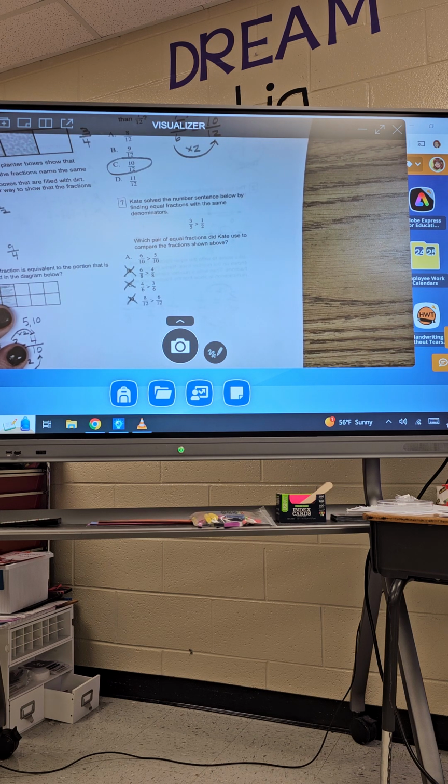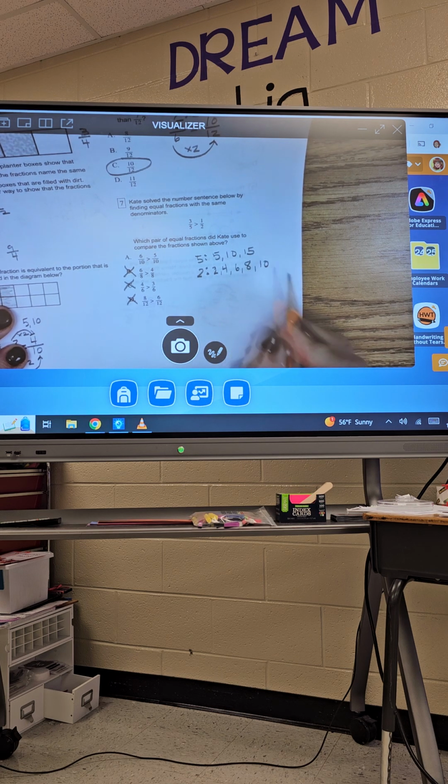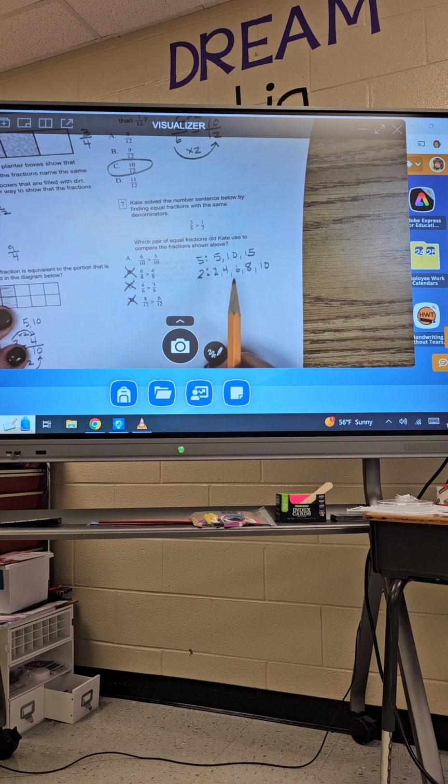For this one, I don't have to do any other work than this, because I know that I have to have a multiple of 5, which is 5, 10, 15, and a multiple of 2 that becomes a common denominator, which is 2, 4, 6, 8, 10. The lowest common denominator I have here is the 10. So I look at all of my other answers and confirm that 10 has to be my denominator.